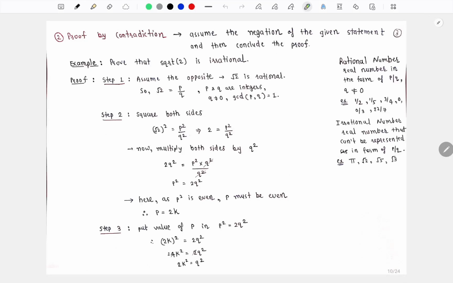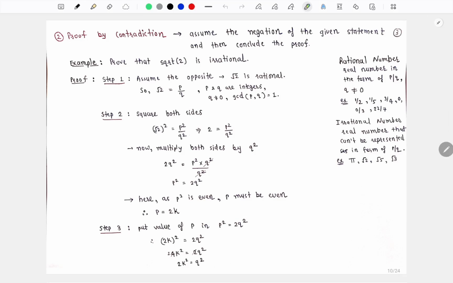Now the next proof is proof by contradiction. From the word itself, we can understand that we have to take the opposite of the given statement and then prove that opposite statement wrong. If we prove the opposite of the given statement wrong, by default we prove that the given statement is true, right? Let's see one example.